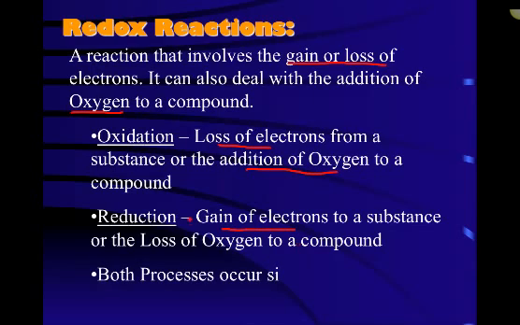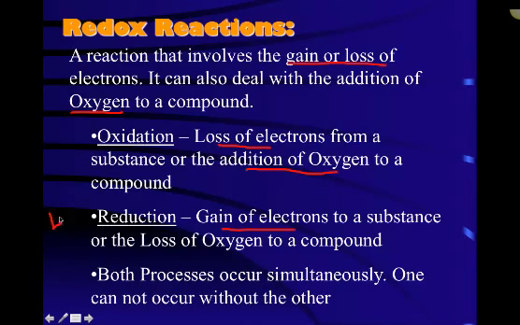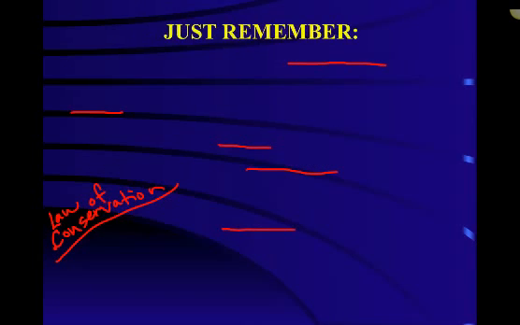Both processes must occur at the same time because not only do we have to balance our equations for matter, we have the law of conservation of matter, we have to balance them by electrons too. So electrons have mass, they're part of matter too, they have to be balanced. So whatever you're gaining from one, you have to lose an equal amount from the other.